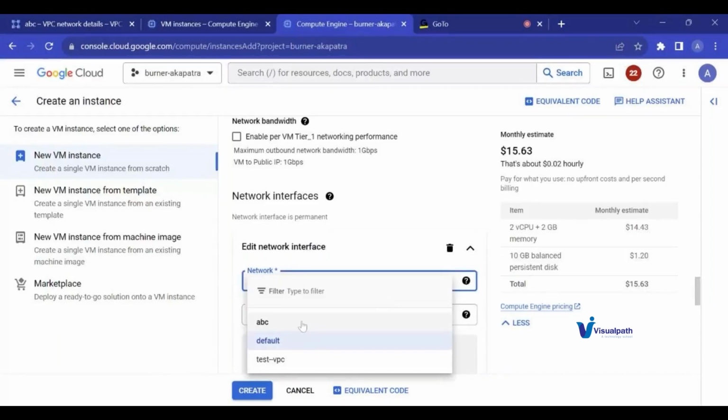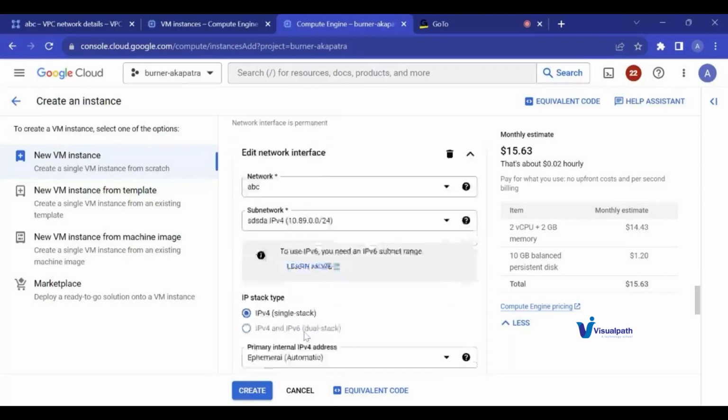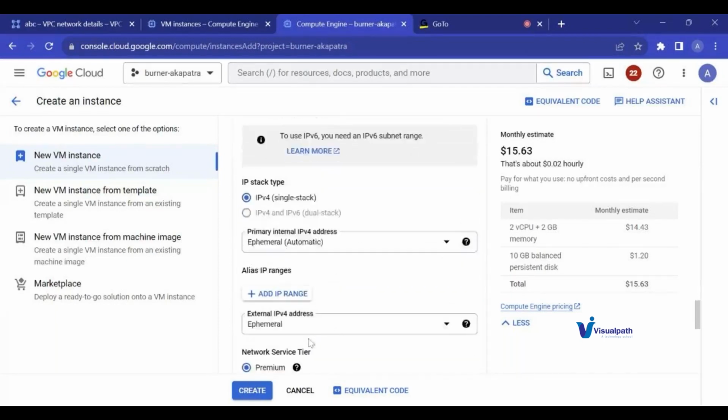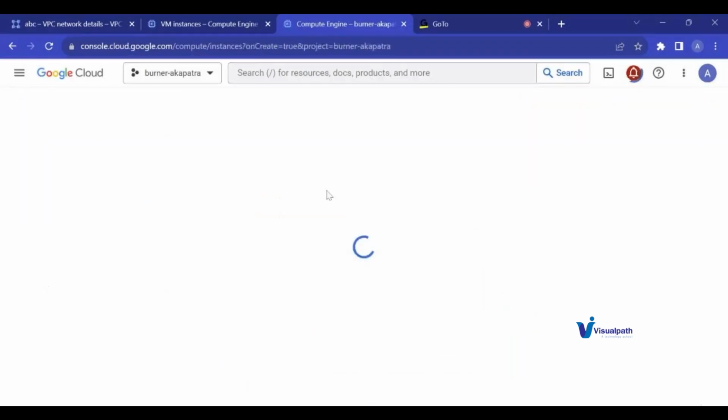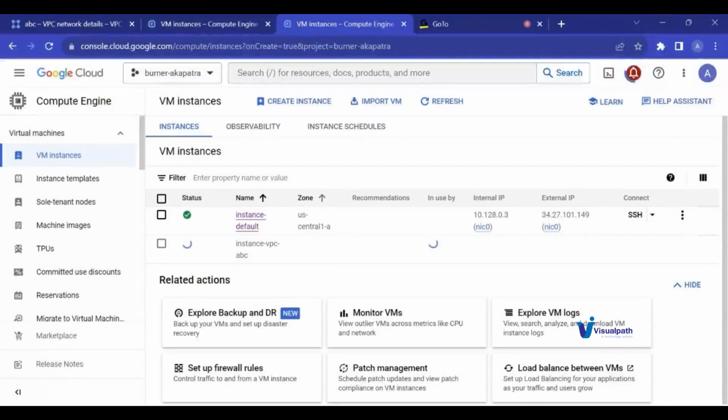So ABC VPC, and as I told you, it correspondingly takes up the subnet address. Okay, let's go ahead and create it. I'll answer a couple of questions that we got while we were talking about why and how VPC peering was required. Okay, so let's log into one with SSH.